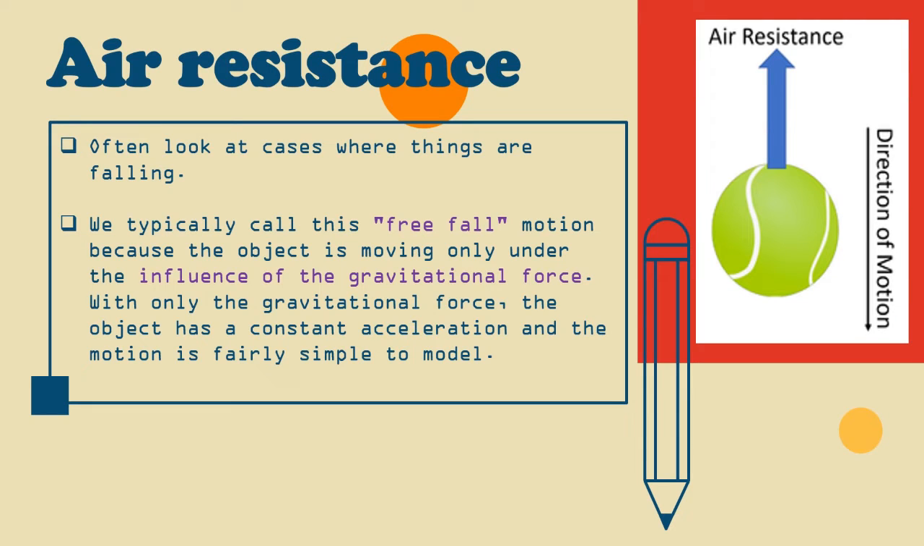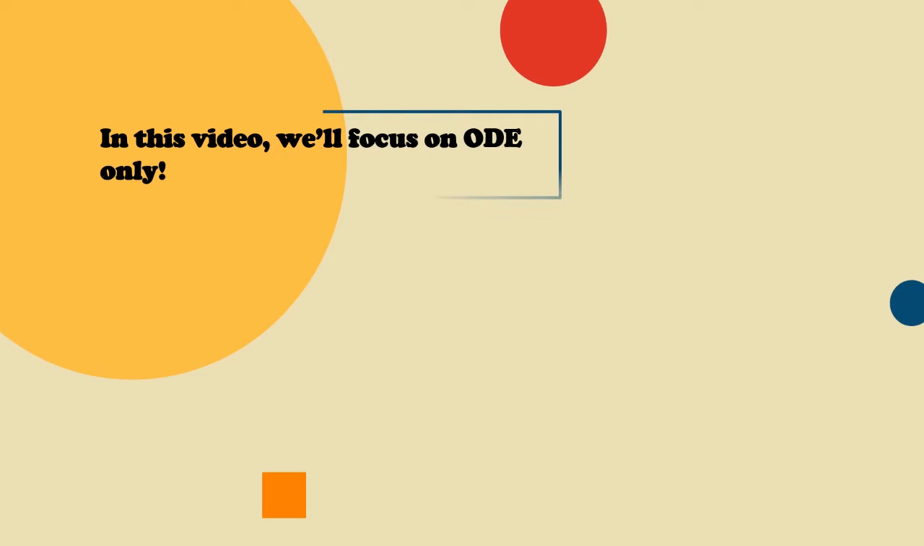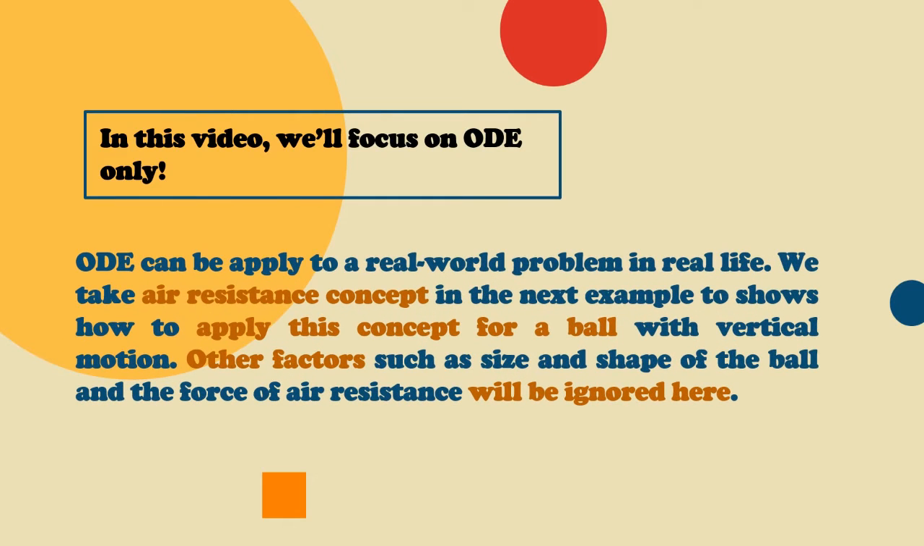So for air resistance, we often look at cases where things are falling. This type of falling, we call freefall motion, because the object is moving only under the influence of the gravitational force. In this video, we will focus on ODE only. We take the air resistance concept in the next example to show how to apply it for a ball with vertical motion. Other factors will be ignored here.